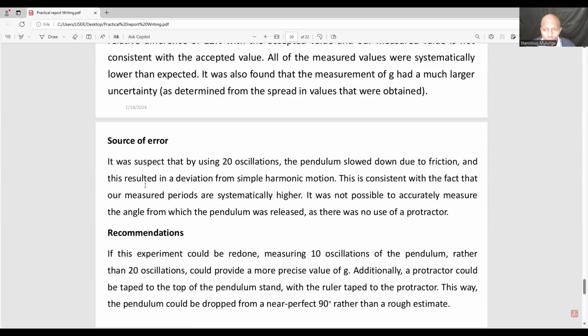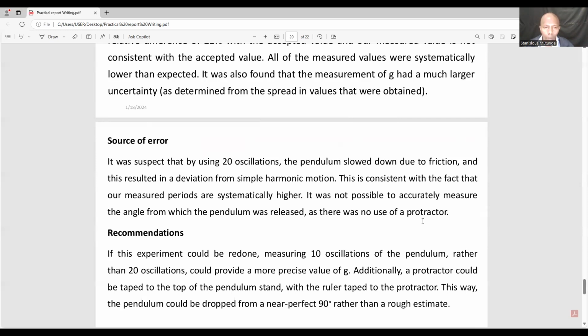It was not possible to accurately measure the angle from which the pendulum was released, as there was no use of a protractor. But this is just an example of a source of error, which is not up to this experiment. Please do not write something like this, because I will ask you how you got this and how it's affecting the experiment you are doing.